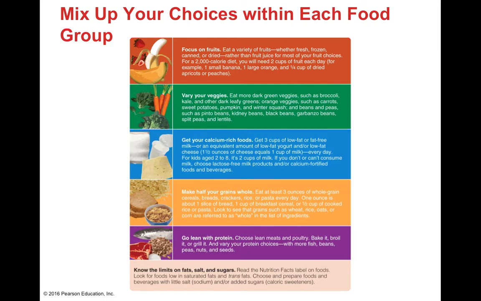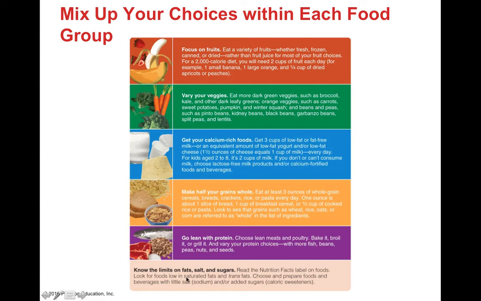Make sure that you choose whole grains. At least half of your grains should come from whole grains as opposed to grains that are, for example, white bread, etc. And go lean on your protein. Try to choose meats and poultry that are lean, so less fat, and try to bake it, broil it, or grill it as opposed to frying it, etc. Try to vary your protein choices if possible. Add in beans and fish and peas and seeds and nuts.